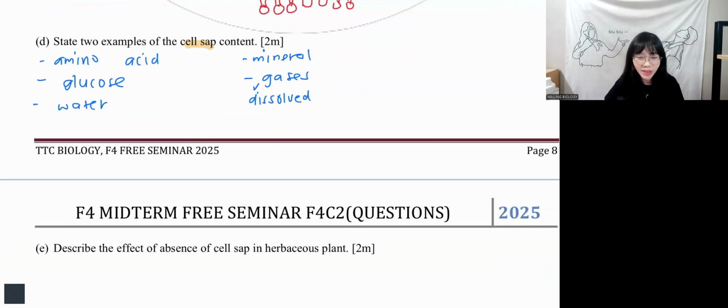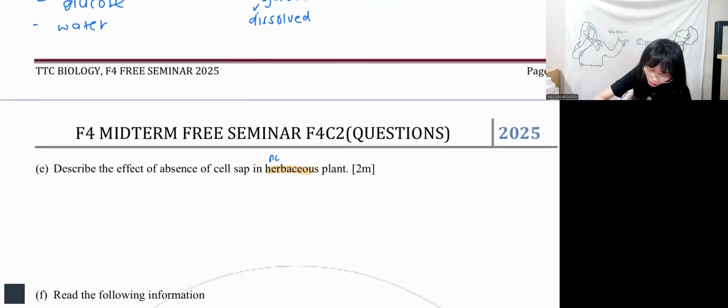Describe the effect of absence of cell sap in herbaceous plant. Herbaceous plant is what? Herbaceous plant is non-woody plant, okay? Absence of cell sap. When there is no cell sap, what cannot be maintained? Correct. No turgidity. Very good. No support. Unable to maintain turgor pressure. Unable to store your cell sap. No nutrients, no glucose, no water. Nothing. Okay. No support at all.